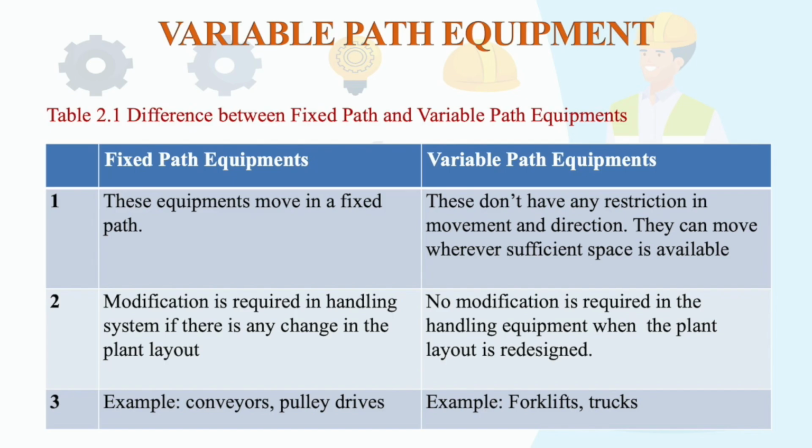So forklifts can move anywhere, in the stores at any time, and in manufacturing also, from one place to another place in any path. There is no fixed path in forklifts and cranes. So these are the differences between the fixed path equipment and variable path equipment.